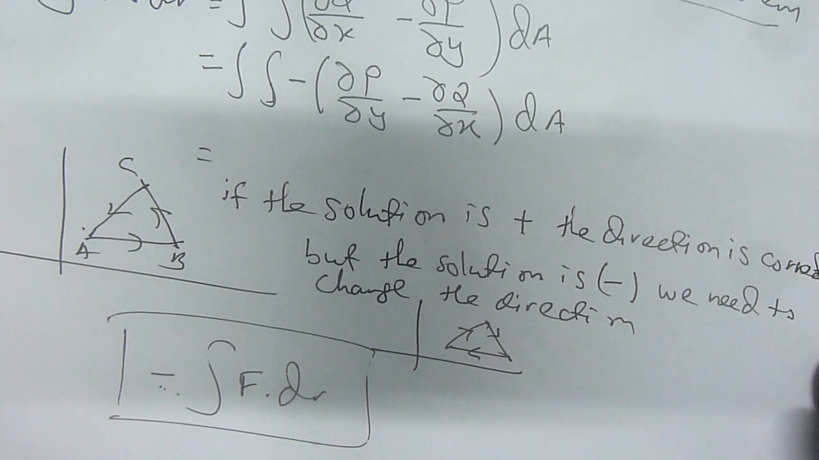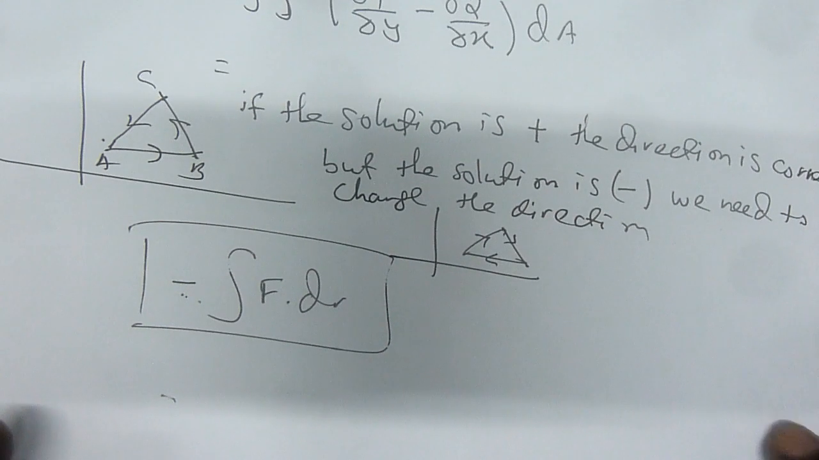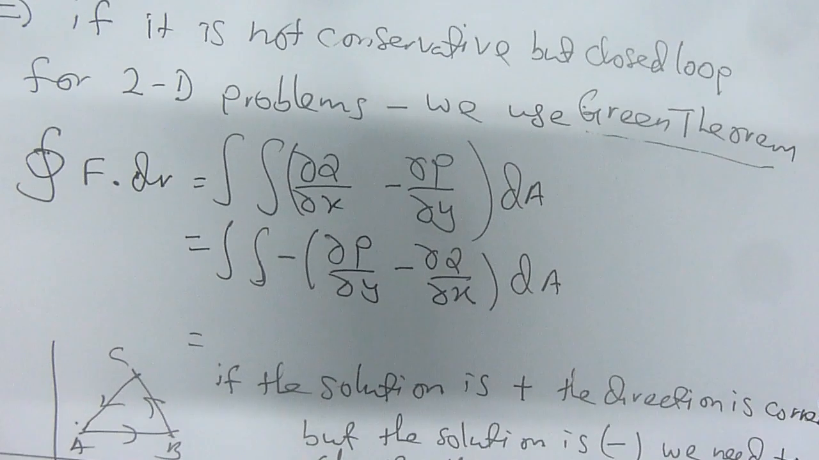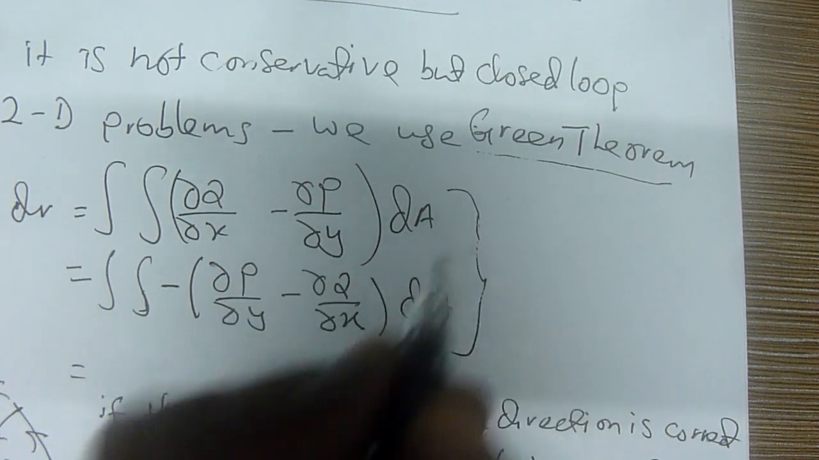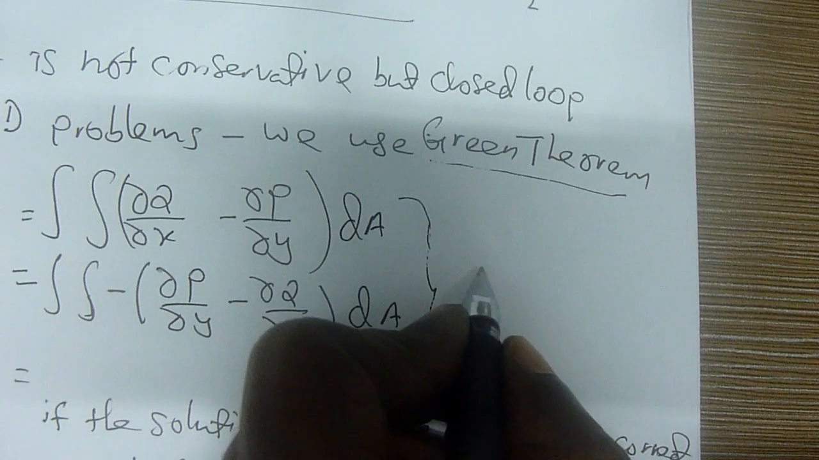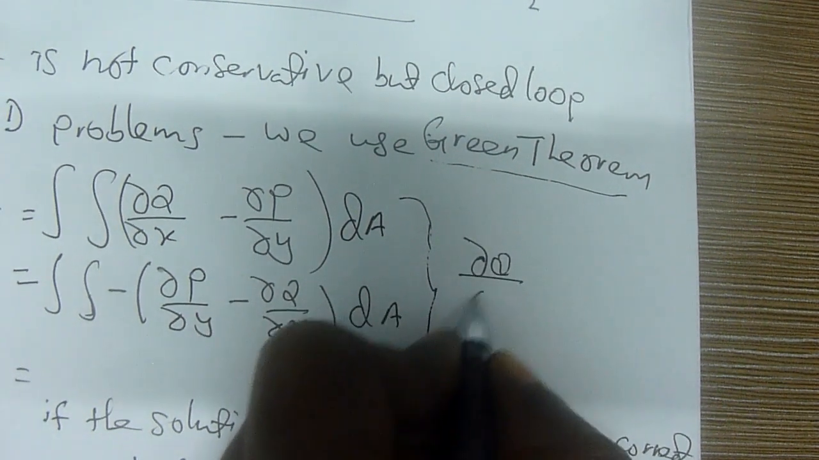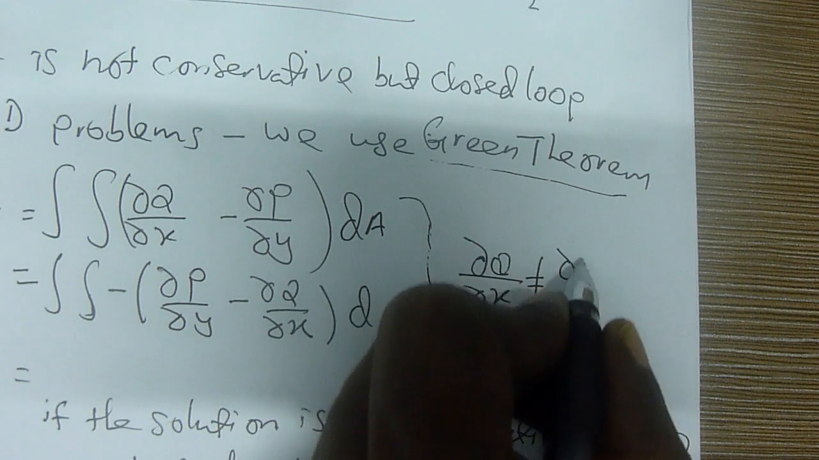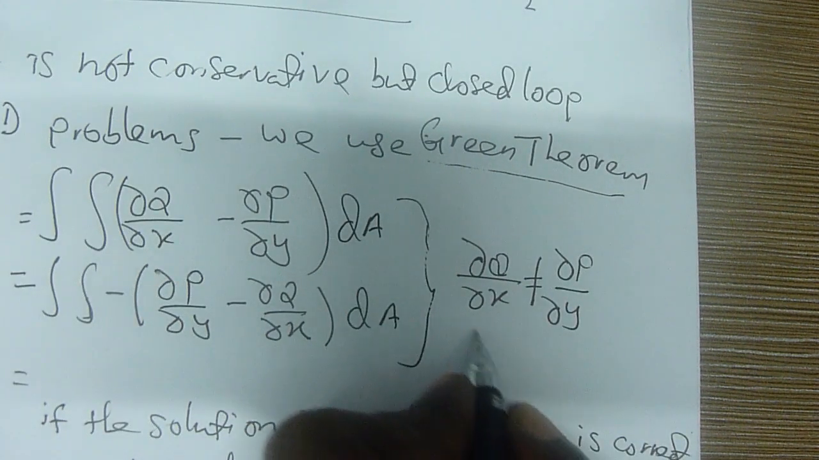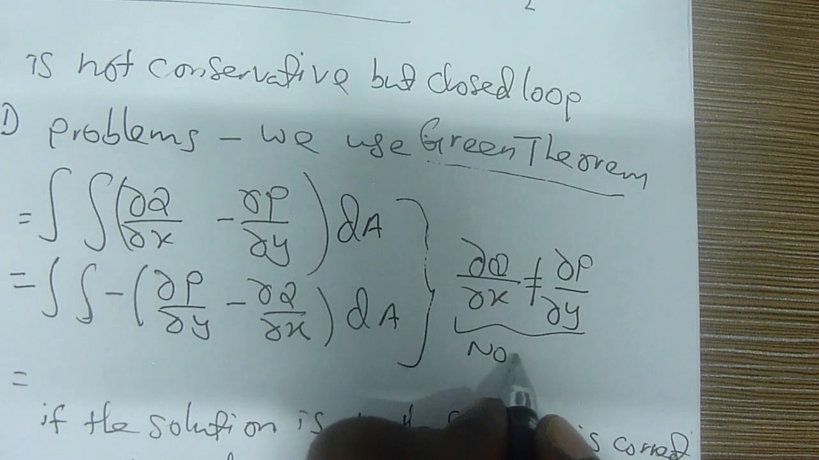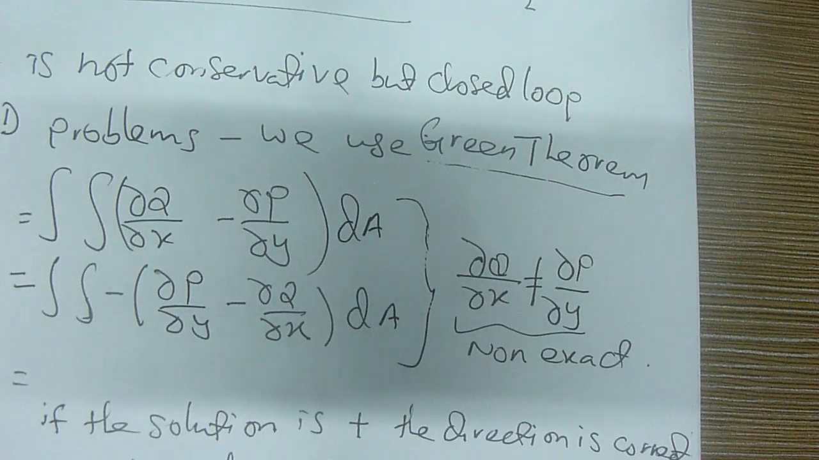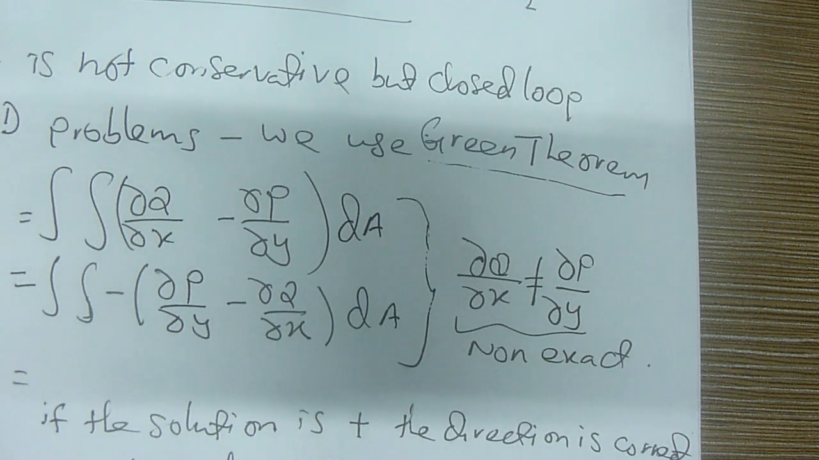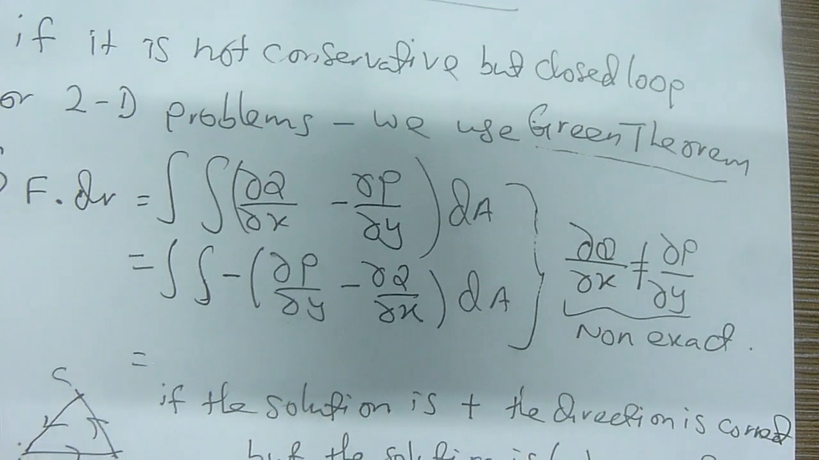Now based on that, let me explain further. From this conclusion for the Green theorem, we understood one important message that we agreed on, which is when del Q with del x does not equal del P with del y, we call this non-exact. This is the message that I wanted to emphasize here. We are still explaining the non-exact process.